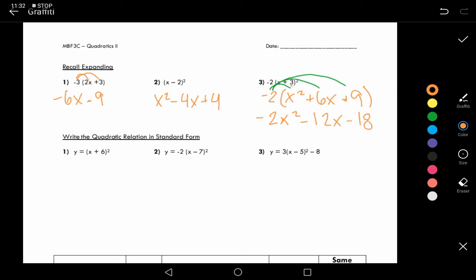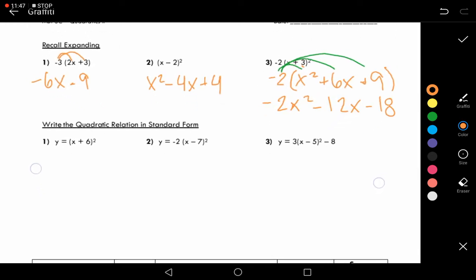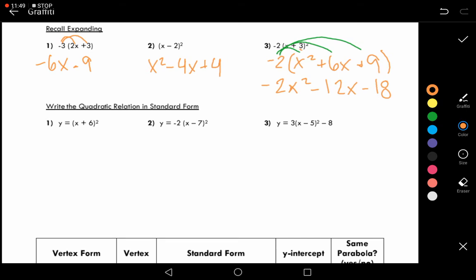Okay, so the reason we are reviewing this is because we can use this to help us write each of the quadratic relations in standard form. Okay, so in order to write something in standard form, we need to use expand and simplify. So I'm going to just write that here as a note. So by expanding and simplifying.